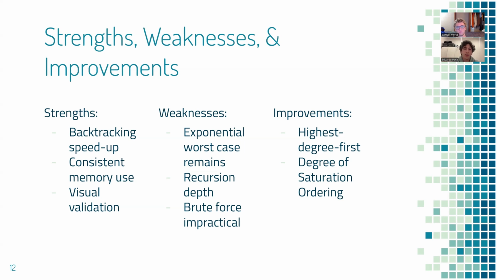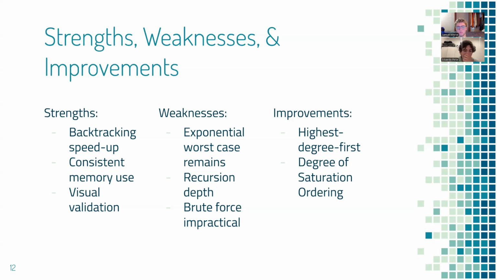Some weaknesses: the exponential worst case remains, because a carefully crafted graph can still force the full 3^n search tree and pretty much wipe out all the speed advantage. Then the recursion depth: because the backtracking recursive calls grow linearly with n, a very large graph could hit the stack limit. And the brute force is impractical because even with a small graph, it explodes quickly, and it's only useful as a baseline.